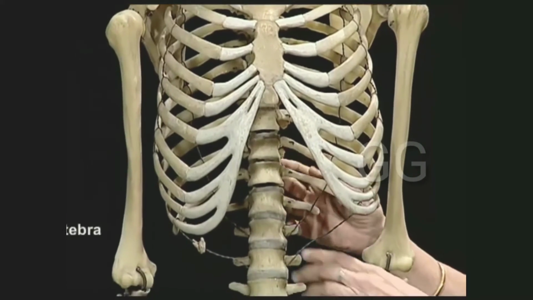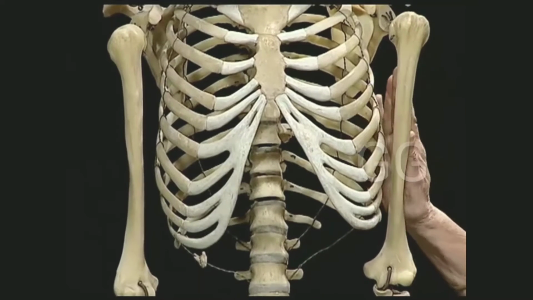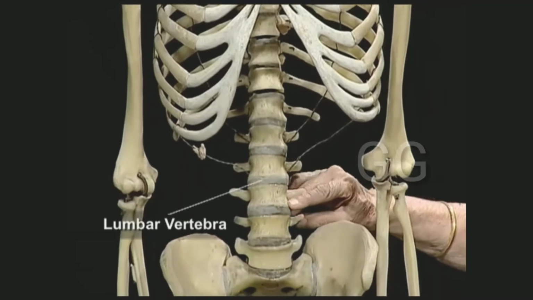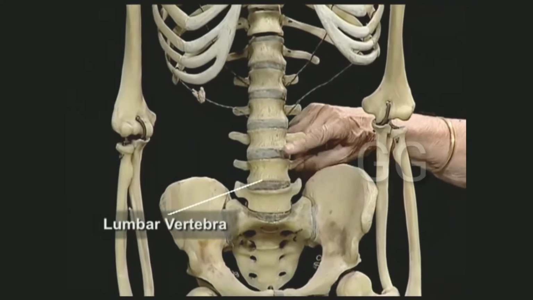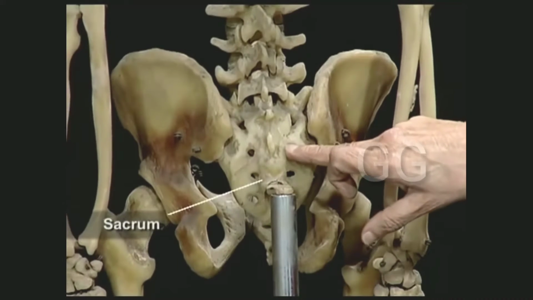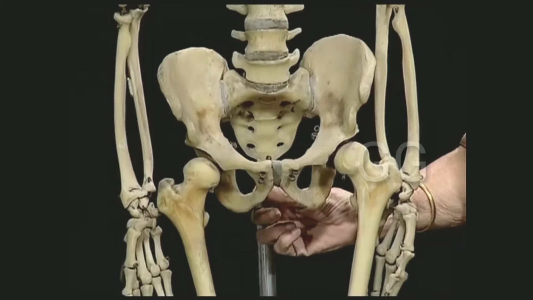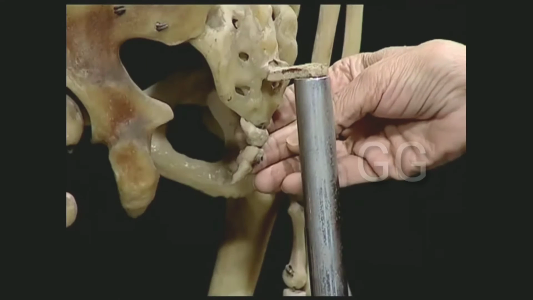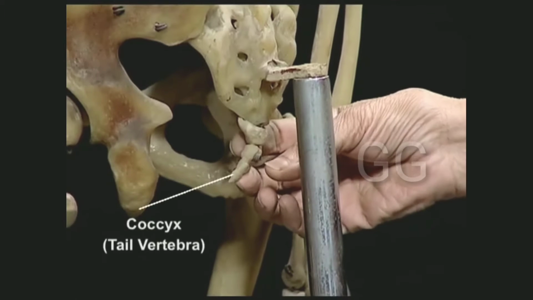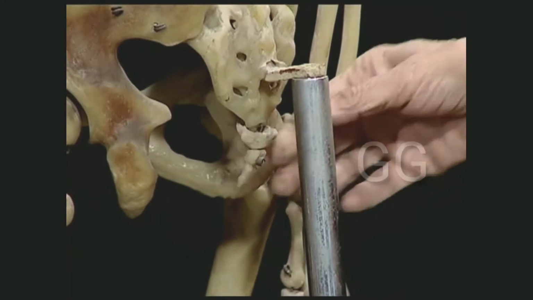I can show you, this is thoracic region where you can see rib attachment. Then there are 5 lumbar vertebra, that is in lumbar region. Then we have 1 sacrum, it is fused, and 1 coccygeal, that is also fused. You can see a small tail like thing coming out, and that is why sometimes it is also called tail vertebra. This skeleton belongs to human.